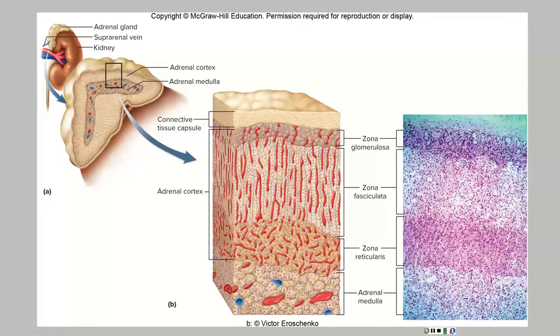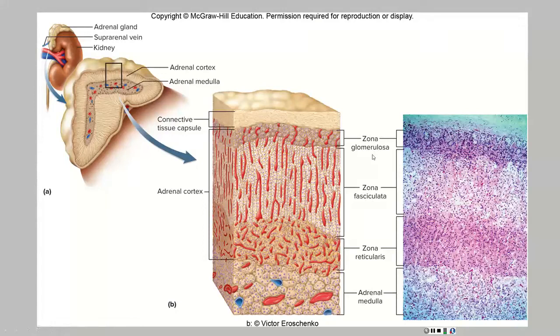So we're talking first about the adrenal cortex, and we're going to name the layers of the adrenal cortex. From the outside in, we've got zona glomerulosa, zona fasciculata, and zona reticularis. Those are the 3 layers of the adrenal cortex, from most superficial to most deep, or from the outside inward.